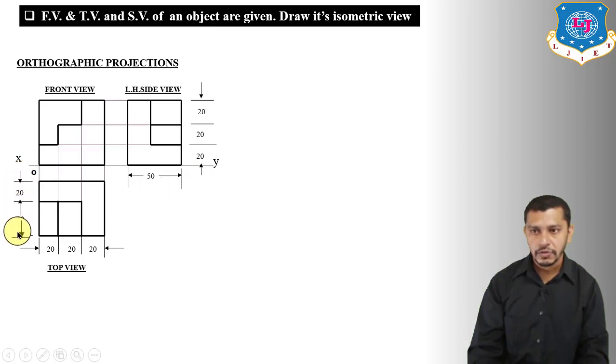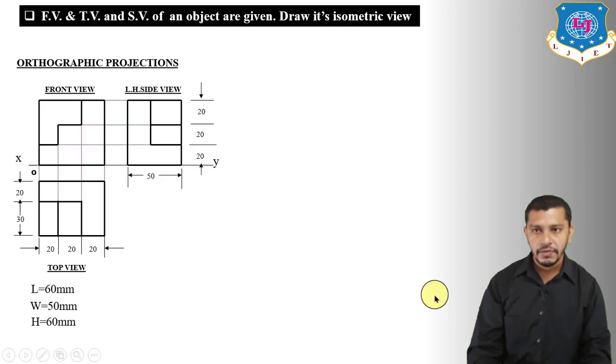So this will also show the width, 20 plus 30, which is 50. The length of this edge is 20 and this edge will also be 20. So the length of the object is 60, width is 50 and height is 60.